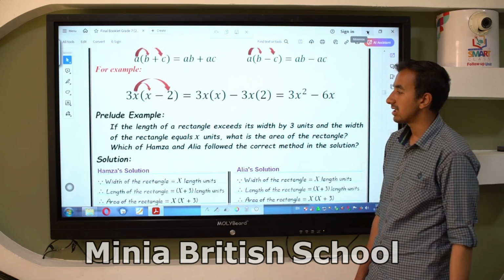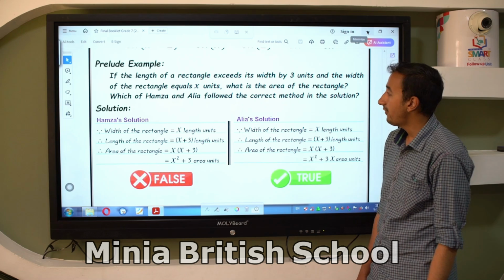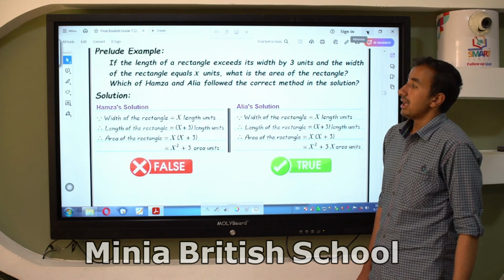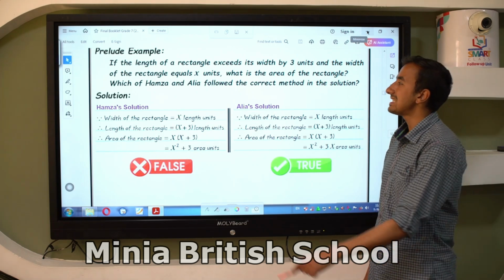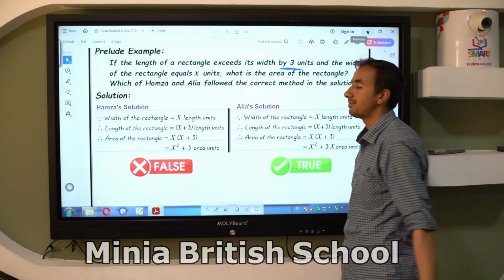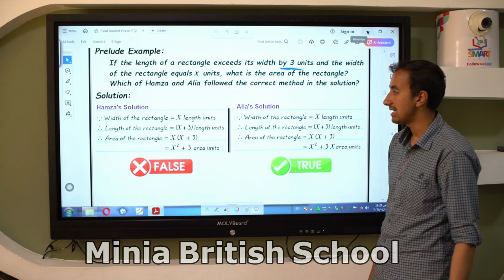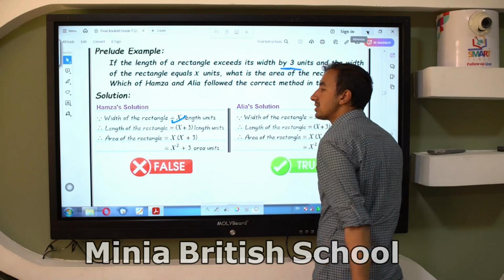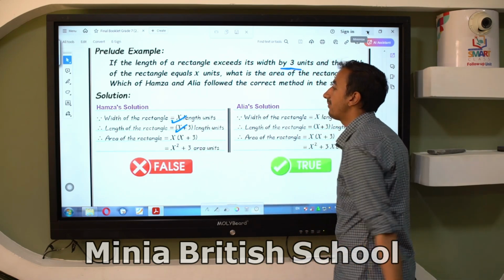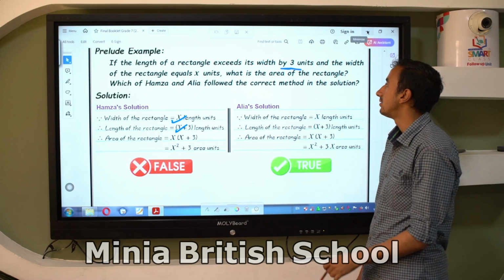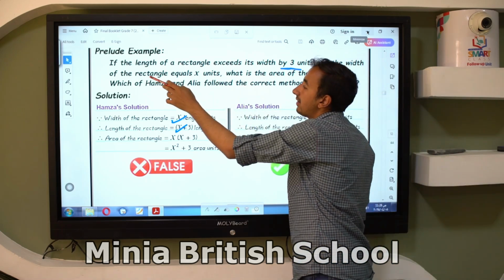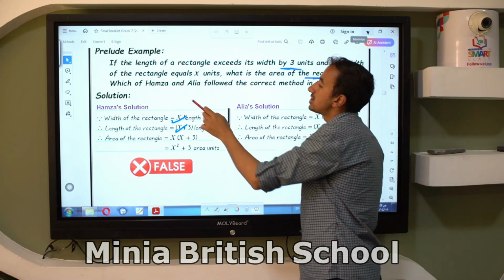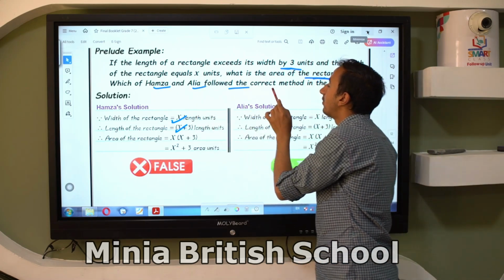Here we have multiplication of an algebraic expression. We have an example here. If the length of the rectangle exceeds the width by 3, suppose the width is x, so the length is x plus 3. Okay? Here, the width of the rectangle equals x. What is the area of the rectangle?